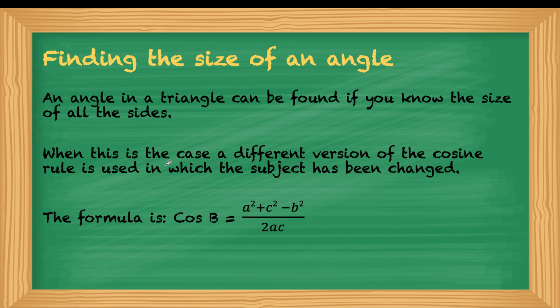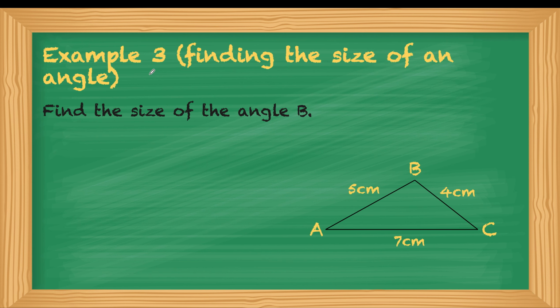Now we're on to finding the angle. So an angle in a triangle can be found if you know the size of all of the sides. So in this case, we're going to use a different formula. So we'll find the subject of the formula, and it is given by cos B is equal to A squared plus C squared minus B squared all over 2AC. Now let's try solving some examples.